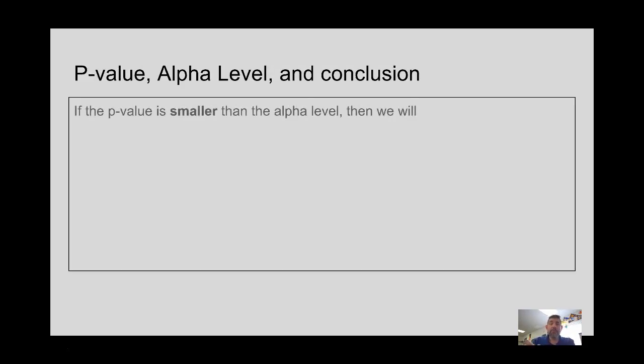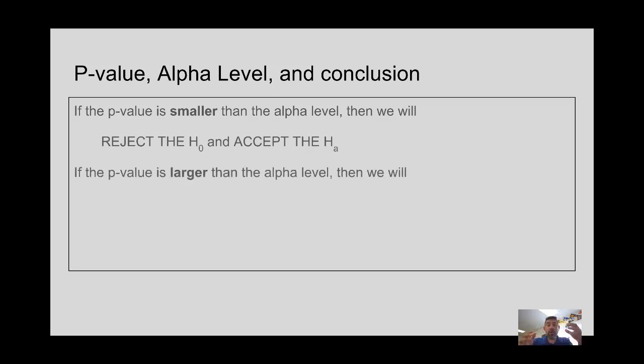So if the p-value is smaller than the alpha level, so it's lower than the alpha level, then we're going to reject the null and accept the alternative as being correct. If the p-value is larger than the alpha level, so above our alpha level, which the alpha levels are given, by the way, we're going to give you the alpha level to tell you what we're comparing to, then we're going to fail to reject the null hypothesis.